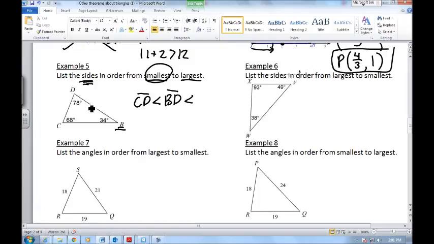Okay, the largest one is 78. Okay, 78 comes from angle D. Hunter, what is opposite of angle D? The CB or BC. Does it really matter which way we put these letters? No. I usually like to try to do alphabetical order, but technically BC is the same as CB.